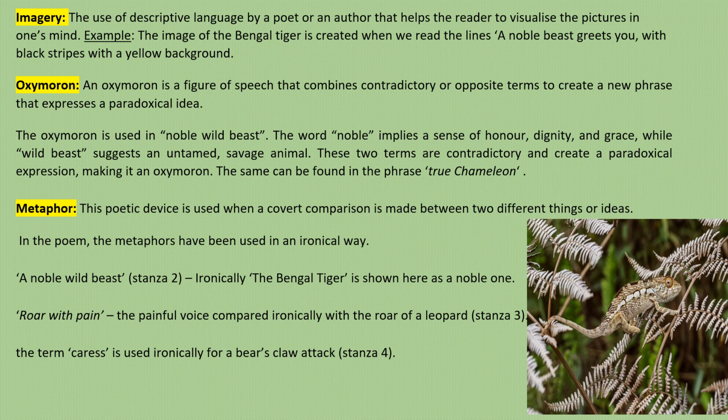We also have metaphor in the poem. Examples already mentioned, you see, a noble wild beast, where the tiger is being compared with a noble one or spoken of as a noble one. Roar with pain, the painful voice compared ironically with the roar of a leopard. Then stanza 4, the term kris, the bear one. Kris is used ironically for the bear's claw attack. So these are the examples of metaphor in the poem.